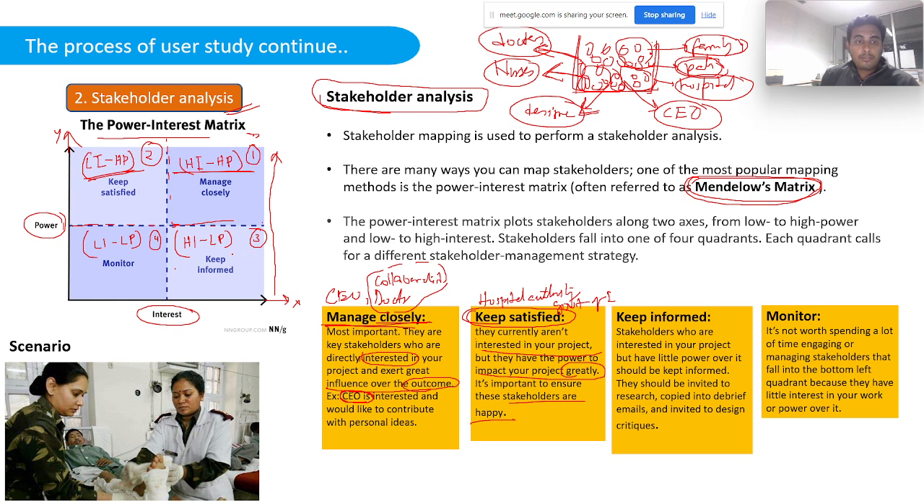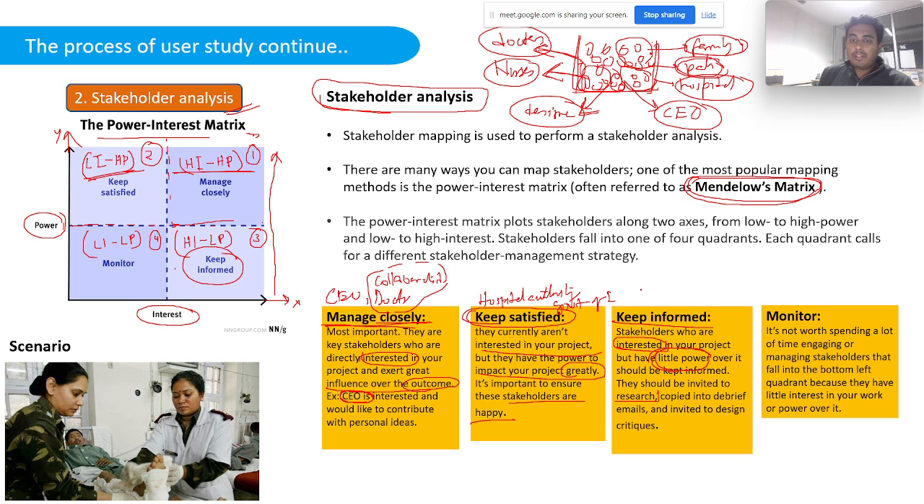Similarly, there are people who are high interest but low power. That means they are very much enthusiastic for your project, for its outcome, but they have little power to influence the outcome. That's why they have little power, but they are highly interested. So you keep them informed, and often you use this sort of person for your research. You try to use them for enquiries during your study.